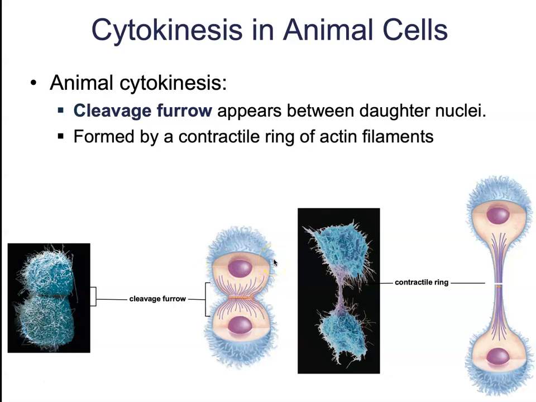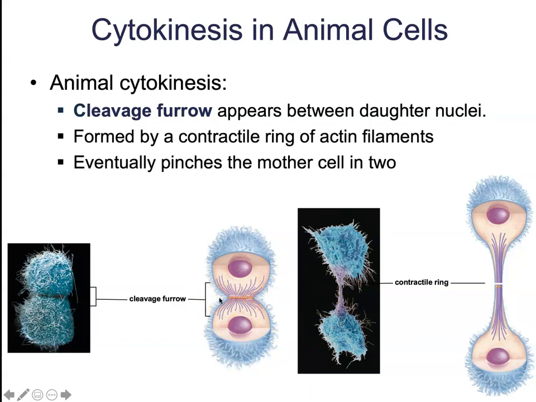Remember, actin filaments are those small little fibers that play such an important part in our cytoskeleton. They're going to form a tight little dense ring right around the middle of the cell, and they're going to start to squeeze and pull until it actually pinches the mother cell in two. That is the cleavage furrow.